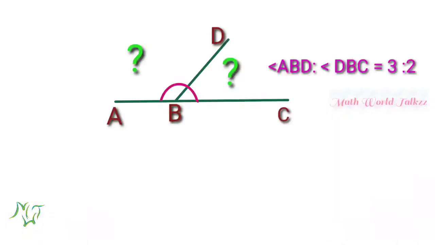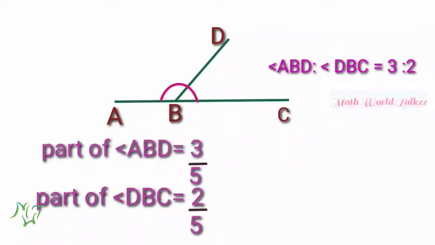Here, the ratio of angle ABD to angle DBC is given. We want to find its actual measurement. What do we want to do? We want to find the part of each angle. Then that part into the total of the two angles we want to find. Is the total given?